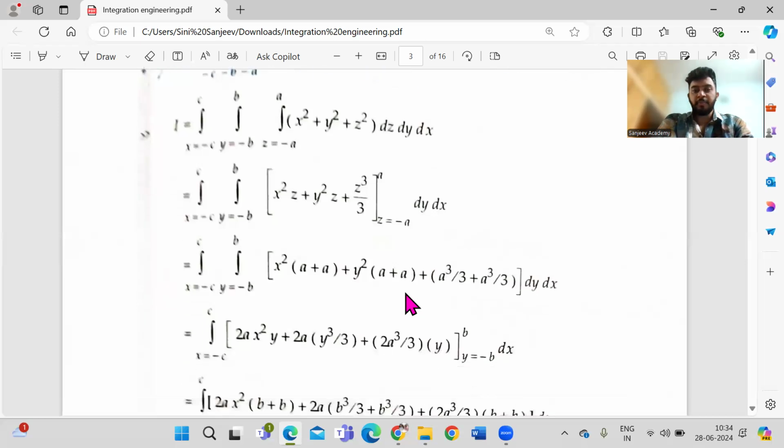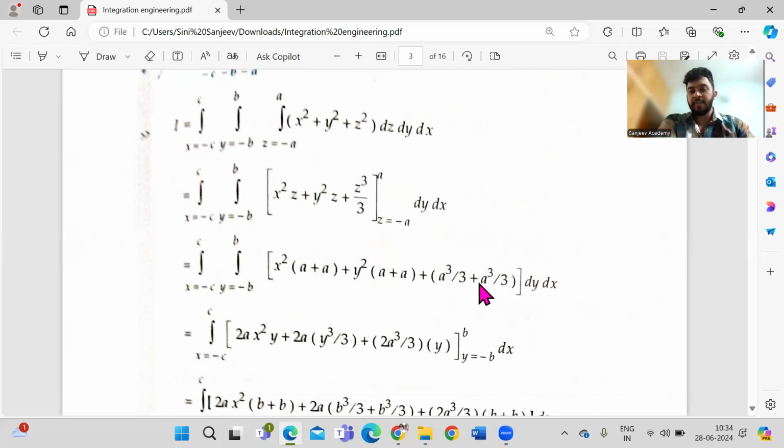So in place of z, I should put a, not in place of x or y. In place of z, I have to put a. Okay, upper limit minus lower limit. So a, and here also it is a, plus a, 2a we will get. Similarly for everything. And here it is a cube by 3 plus a cube by 3. It is 2a cube by 3.